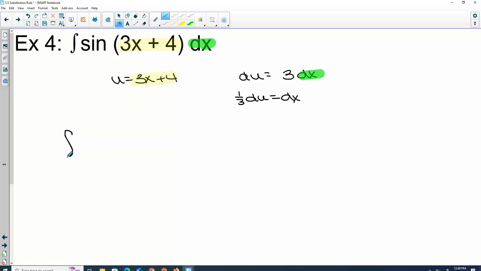So we have the integral. We kept the sine, so we didn't replace that with anything. The 3x plus 4 became a u. dx is getting replaced with 1/3 du. So I'm going to put the 1/3 in front of my sine and my du at the end.